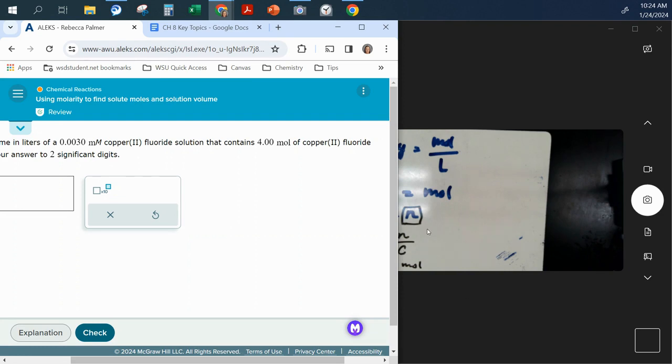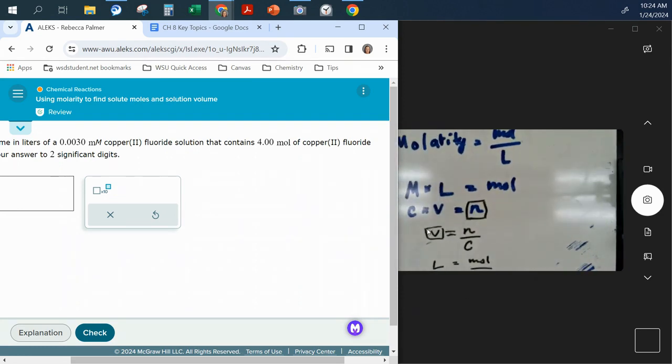And then our equation says, if I'm looking for volume, I'm going to take the number of moles and divide by the concentration. So let's do that. Number of moles, which is 4.00 moles of copper, divided by the concentration, which is 0.0030 millimolar. Instead of putting milli, I'm going to put times 10 to the minus 3. And I know that because that's in my data sheet.